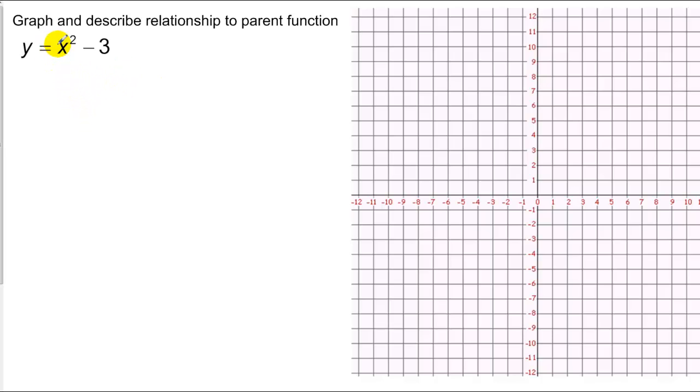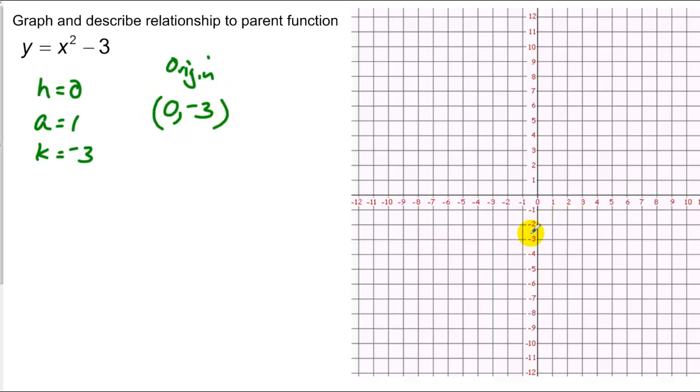So we see, in this case, there's nothing inside a set of parentheses squared, so we know that h is equal to 0. There's nothing in front of the x squared term, so that means a is equal to 1. And then outside of the squared term, we have a minus 3, so k equals negative 3. So what that tells us is our h, k, or our origin, is now at 0 and negative 3.